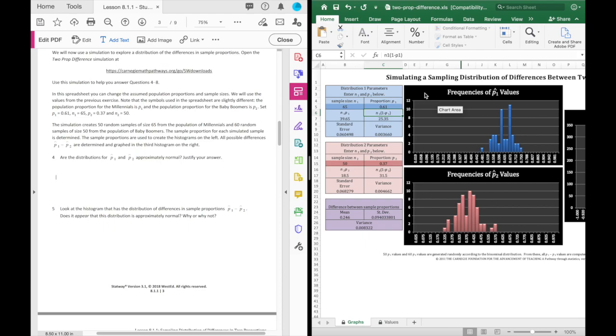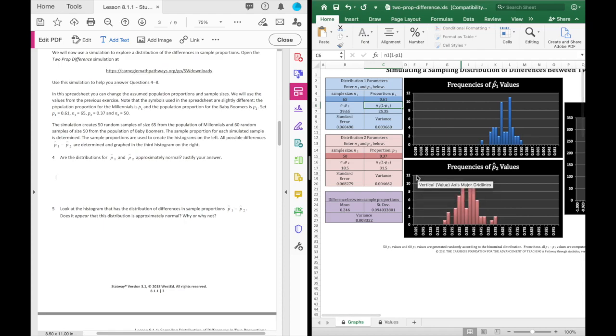What proportion of them like Facebook? And so this is us doing the experiment multiple times, just like before, okay? It says 50 random samples. So they're only doing 50, not 1,000 like it was before. Okay, so this is 50 samples of size 65 each sample. And then these are 50 samples of size 50 each sample. Okay? And these are the percentages.